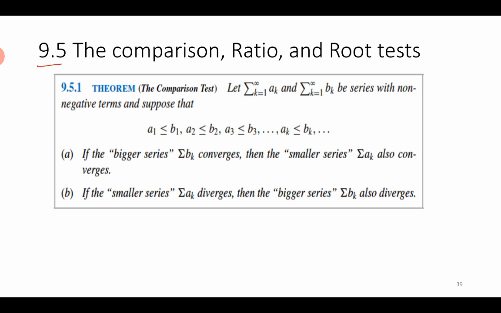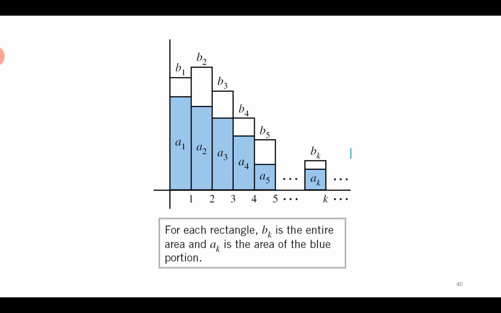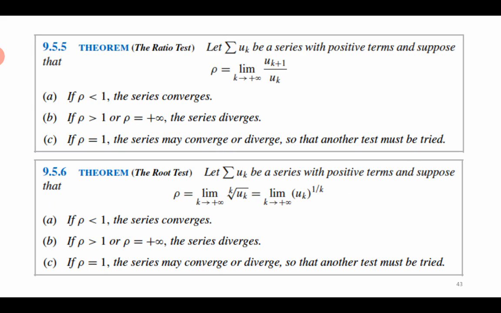Next, 9.5, but we have only one test to discuss, the ratio test. So straight away we go to the ratio test to solve some problems, isn't it? So let's go to the ratio test. What is the concept of the ratio test? If we have a series a1, a2, a3 going on, ak, and the next term is ak plus 1. In this problem it is given as u1, u2, u3, uk plus 1. Find the ratio between these two. That is the ratio test.